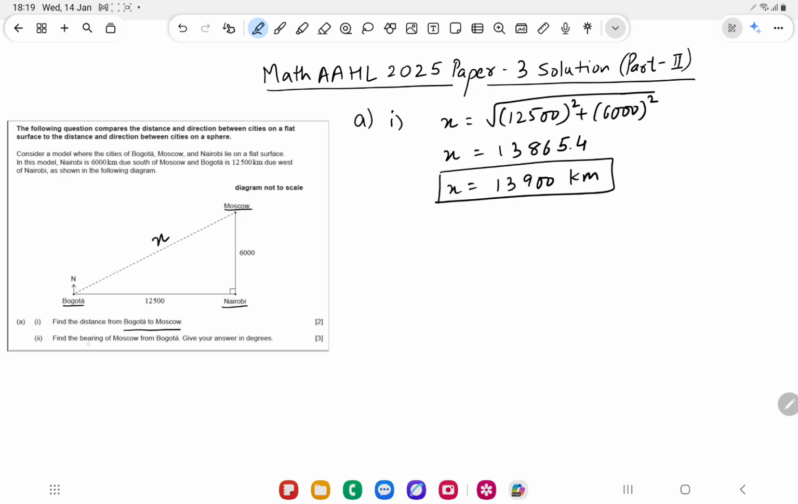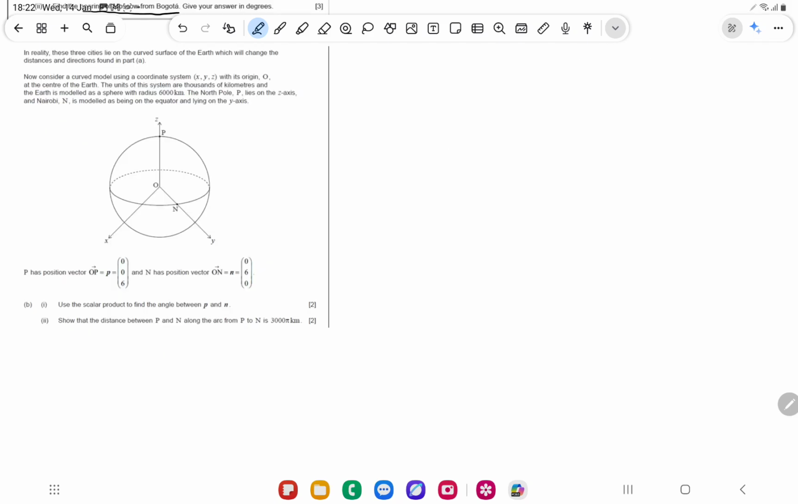So this is how I will solve my first part. Now for the second part it says find the bearing of Moscow from Bogota. To solve the second part, first let's understand how to calculate bearing. Bearing from a point is always calculated with respect to north and we always go clockwise in terms of angles. So here we have to use arctan and I can write it as 12500 divided by 6000. When you put this in your GDC, you will get the answer as 64.4 degrees. So this is my bearing. Let's move on to the next part.